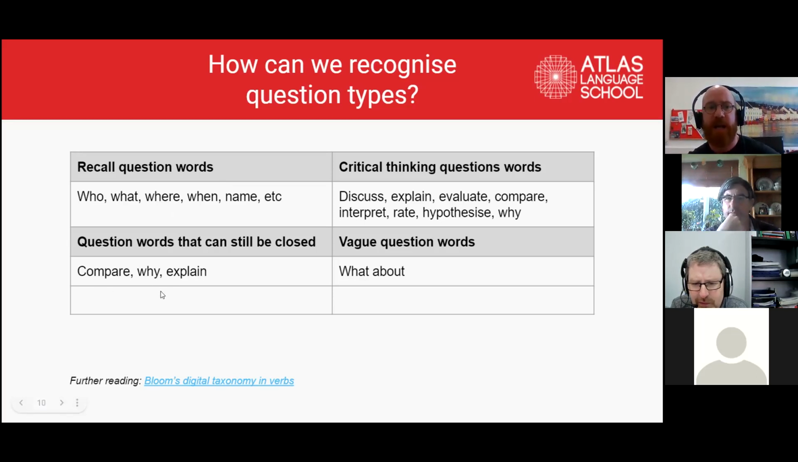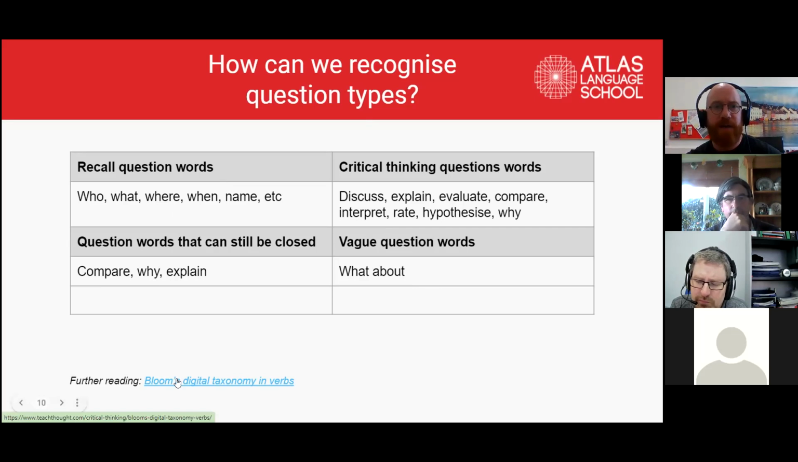Exactly. And then we have question words that can still be closed: compare, why, explain. Why did Jack close the door? If the answer is there, that's a closed question. And just be careful about vague question words like 'what about'. It's still seen as a vague question word, which could be difficult for learners.